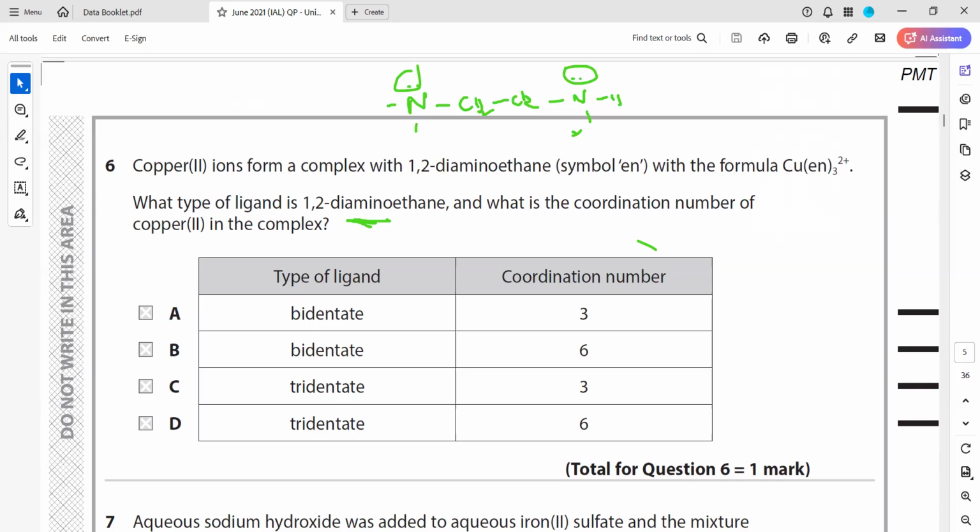What about the coordination number? Coordination number means how many dative bonds it can form. It's a bidentate ligand, so each en can form two dative bonds. If a bidentate ligand is there, the coordination number means how many dative bonds are formed. So six dative bonds are formed. And what is the type of ligand? It's bidentate. So B will be the right answer.